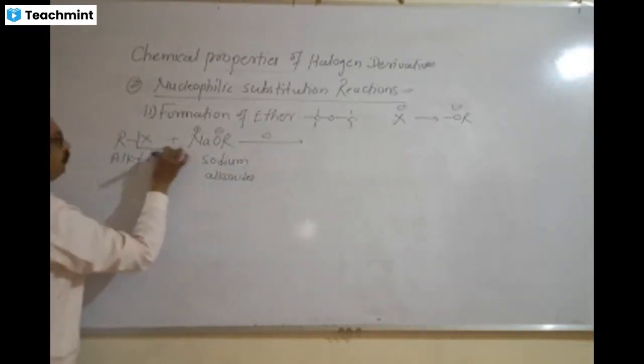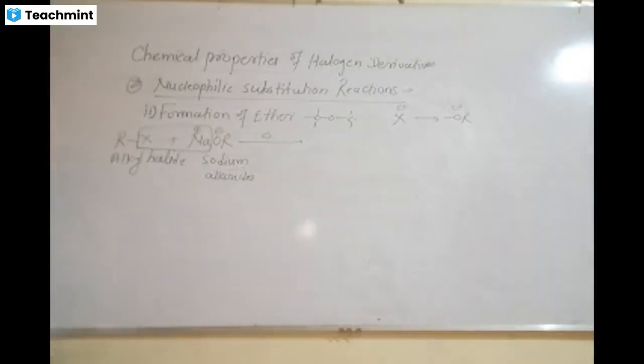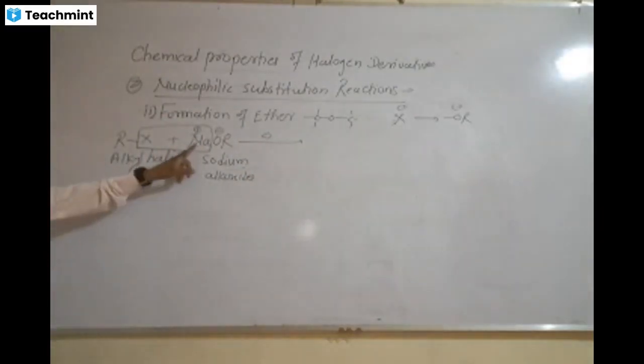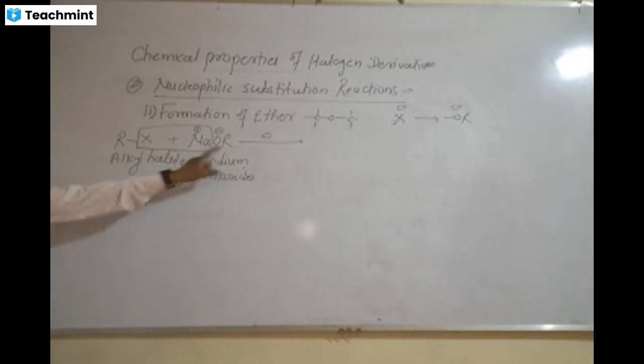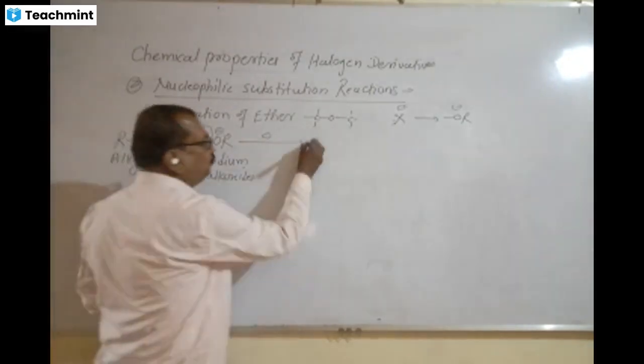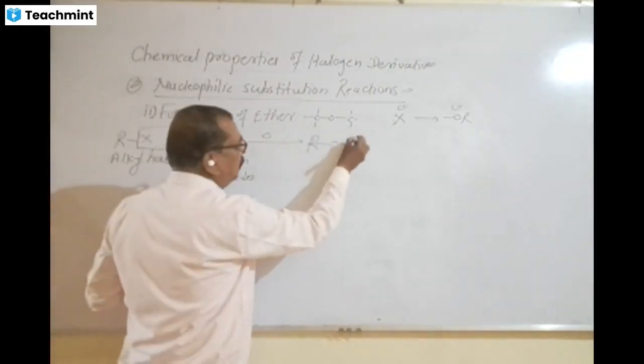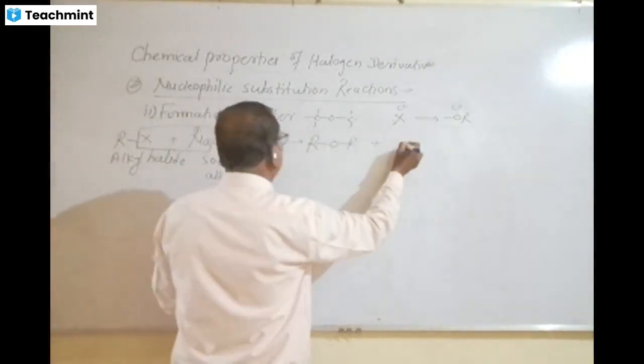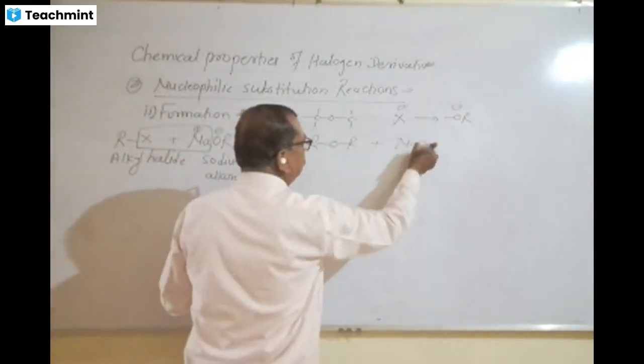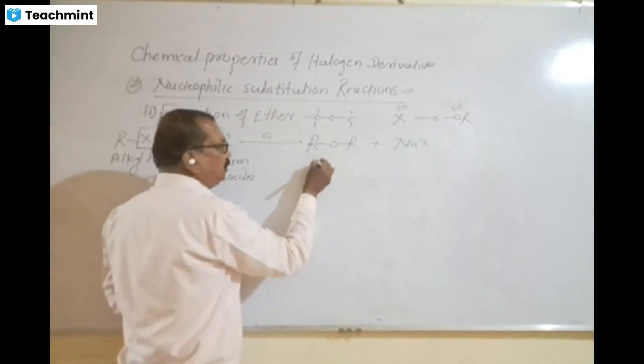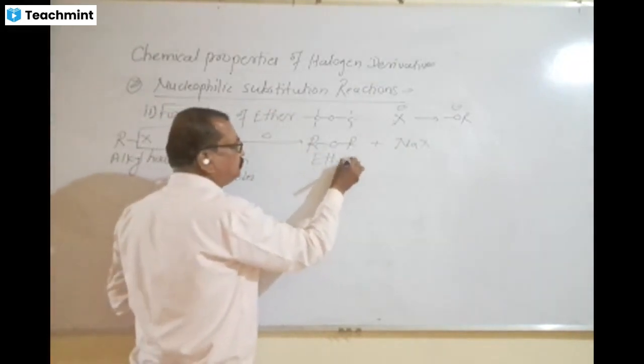In this reaction, the halo group and the sodium atom form sodium halide, and the OR group gets attached to the R group to form ROR along with NaX. ROR is the general formula for ether.